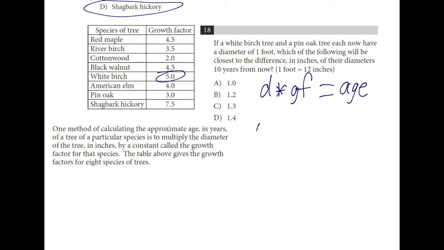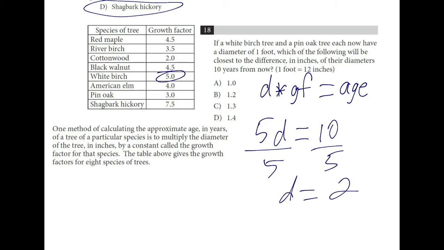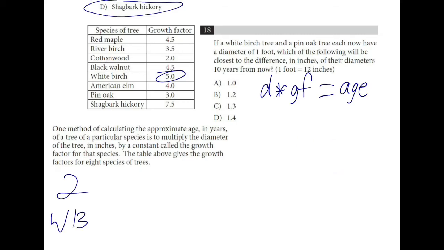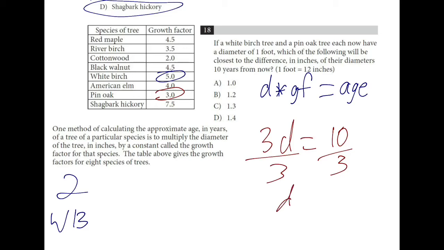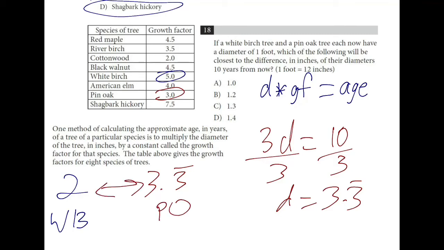So we take 5 times the diameter, which we don't know, and that equals the age, 10. So if we divide both by 5, we get D is equal to 2. We'll put that over here. This is for the white birch. Next up is for the pin oak. So 3D is equal to 10. If I divide both by 3, I get D is equal to 3.3 repeating. So 3.3 repeating is the pin oak. What's the difference between these two numbers?